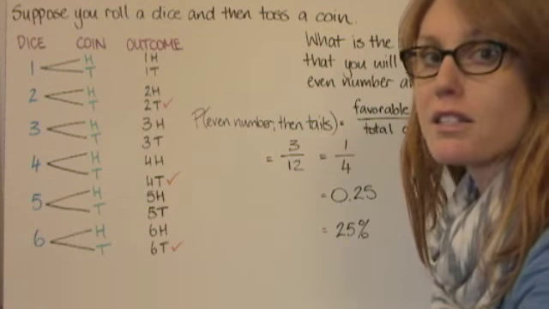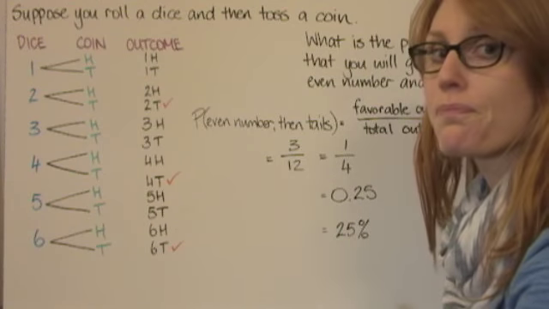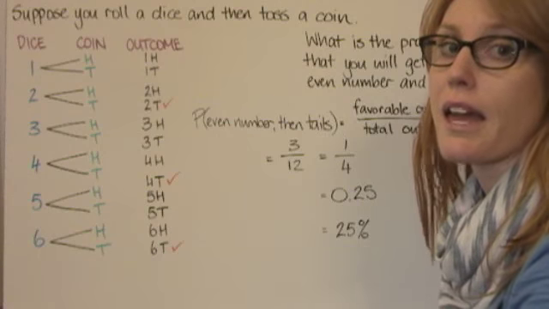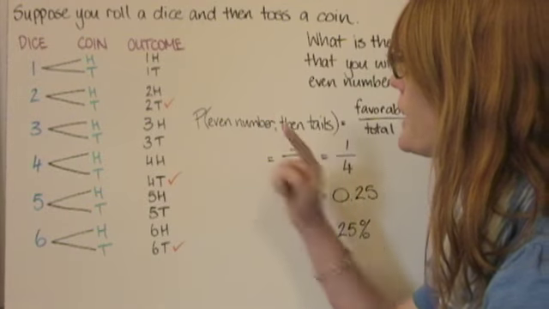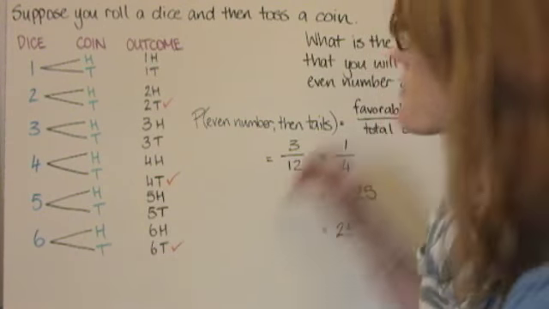We could also write it as a decimal, 0.25, or we could also write it as a percent, 25% chance of rolling an even number and then landing on tails.